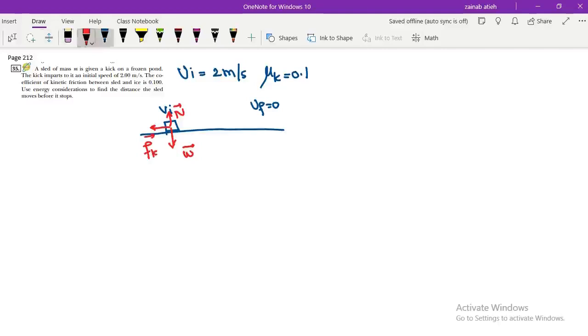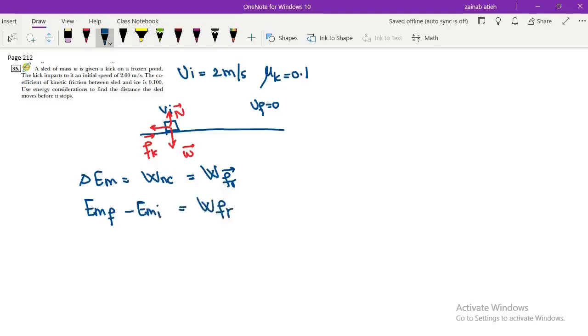So let's apply the formula. Delta E mechanical equals work of non-conservative forces. The only non-conservative force is the friction, so it's equal to the work of the friction. E mechanical final minus E mechanical initial equals work of friction. Finally I don't have kinetic energy, so EK final is 0.